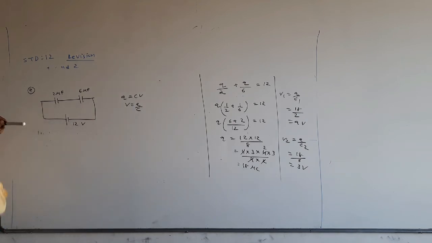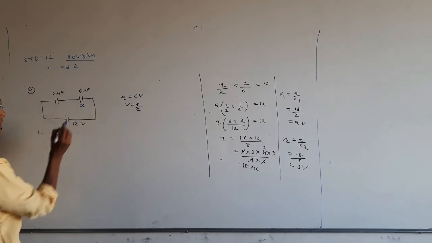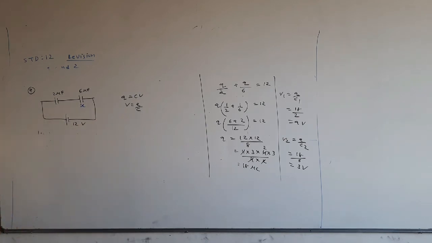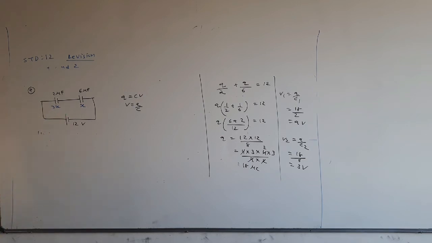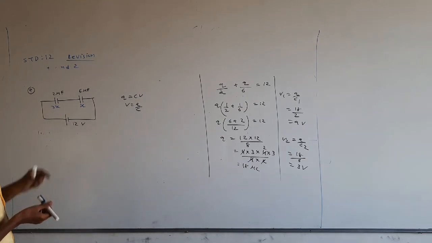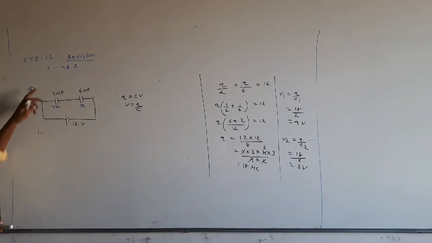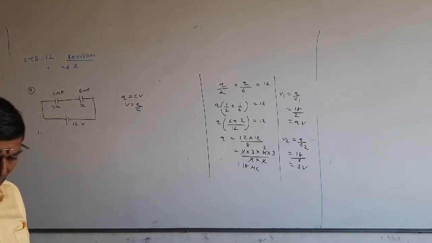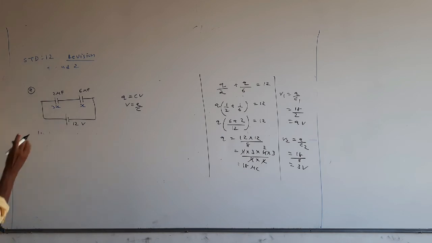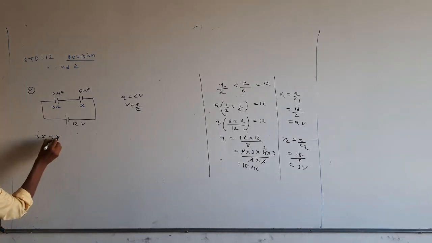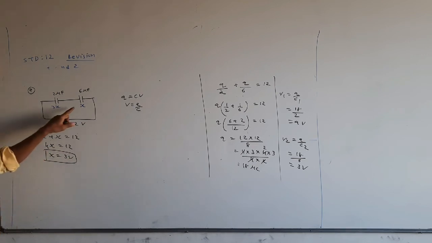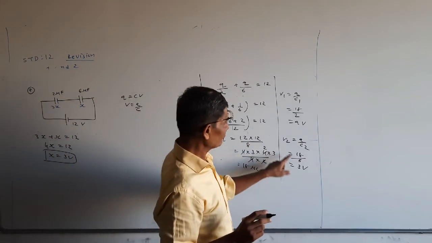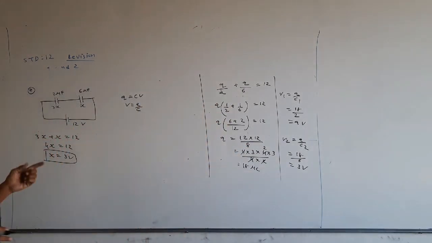Suppose here voltage is x, then here it should be 3x. Why? Q is equal to CV should be constant. 6 into x is 6x, 2 into 3x is 6x. So now see this will be 3x plus x is equal to 12. 4x is 12, x is 3 volt. See what is x here? Voltage across the 6 microfarad capacitor, that is 3 volt, that we have easily calculated.